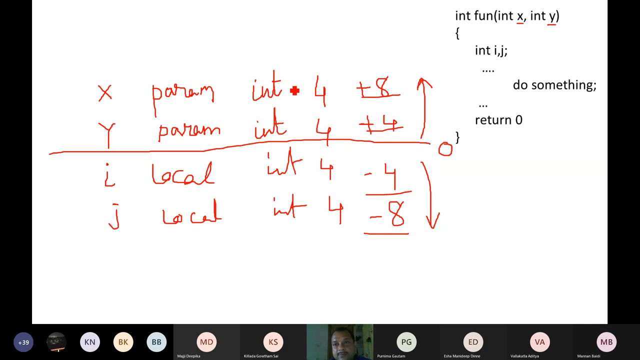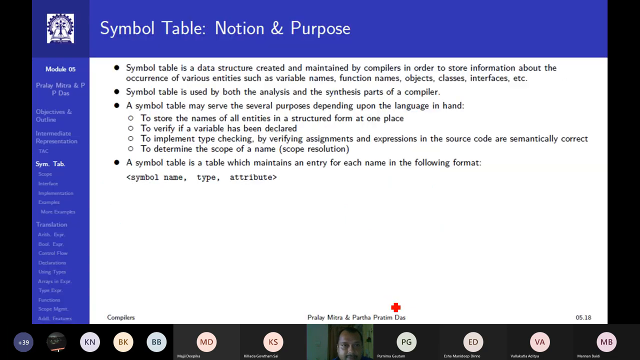That is about the variable. What about the name of the function? That information will also be stored in this symbol table. Also, how many symbol tables are there? Those questions I will answer next.